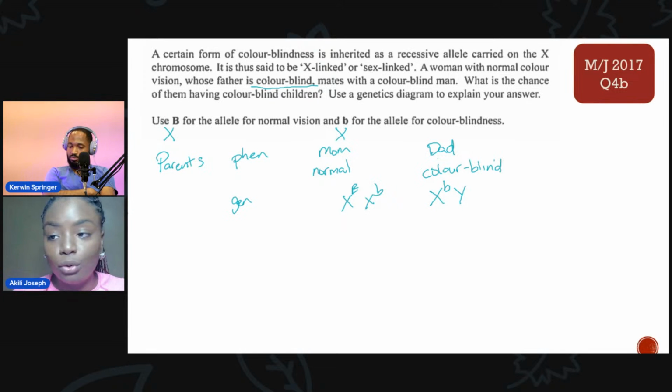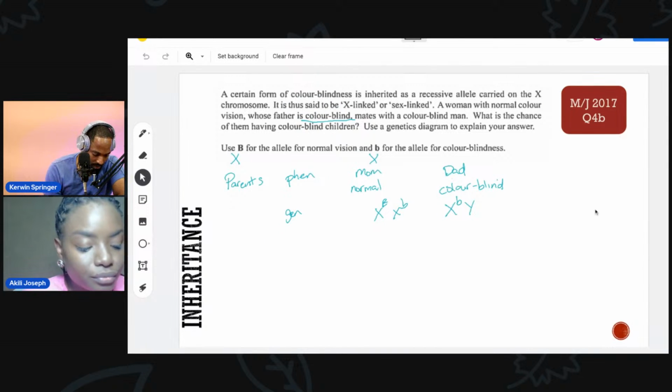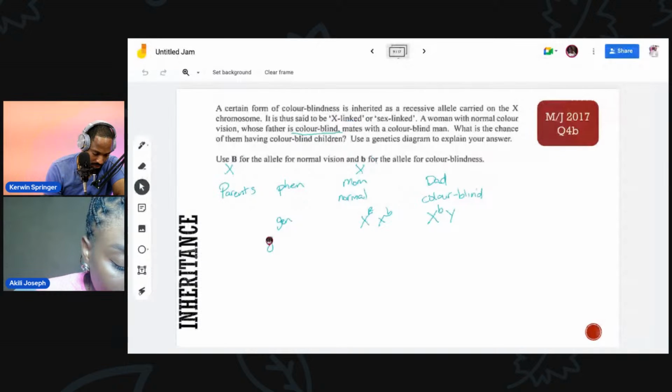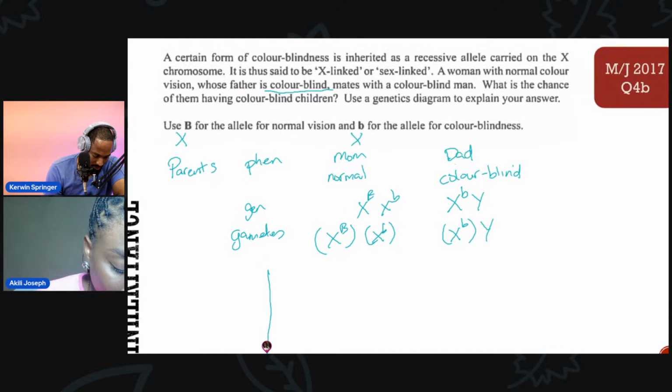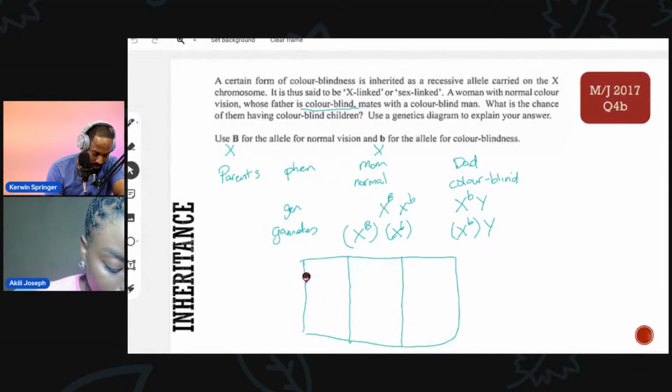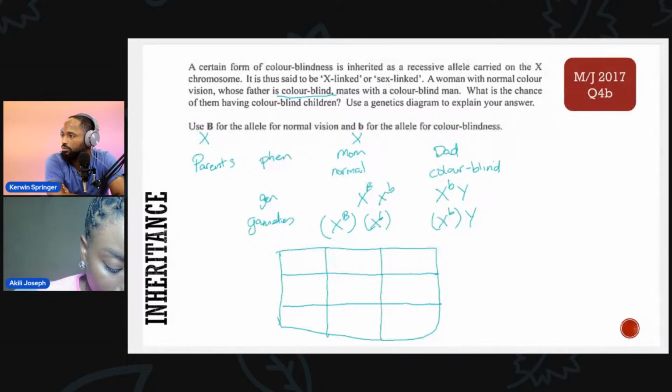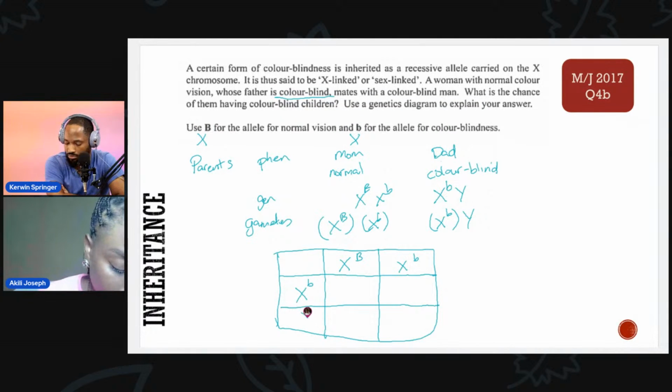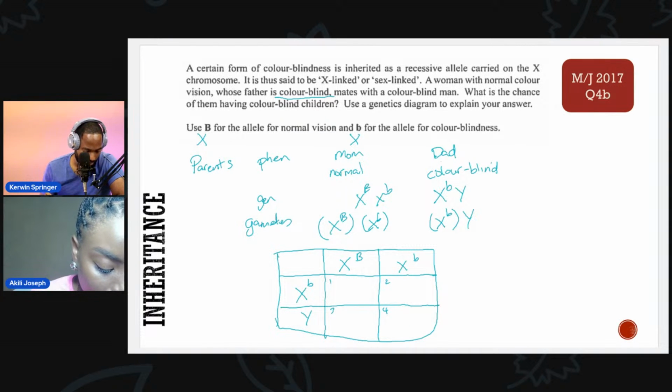So after we know for sure what the genotypes of the parents are, use a genetics diagram to explain what is the chance of them having colorblind children. So then you have your gametes. You go on with your Punnett square. You show your possibilities 1, 2, 3, 4, just for reference as we talk. So in the first block, you're gonna have your X big B. So this is mom on this side and dad on this.